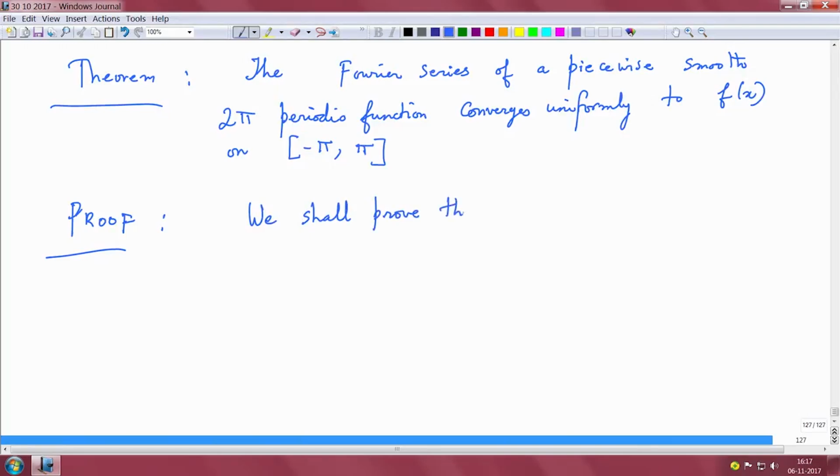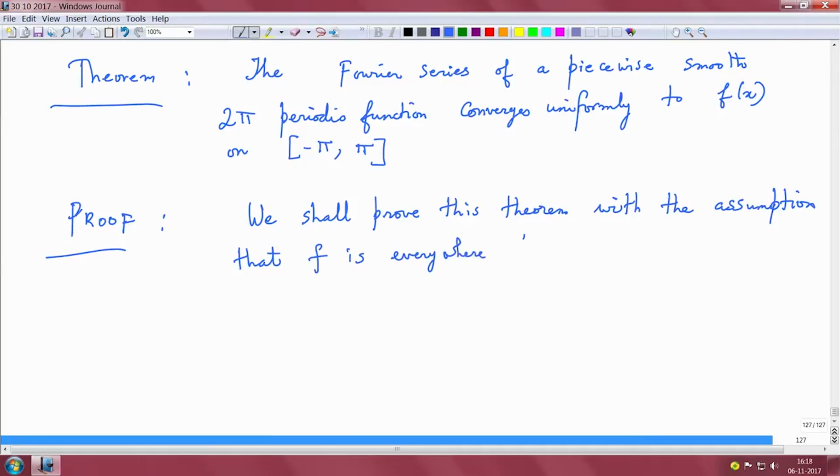So, we shall prove this theorem with the assumption that f is everywhere twice differentiable. We will see why this twice differentiability needs to be satisfied. Okay.